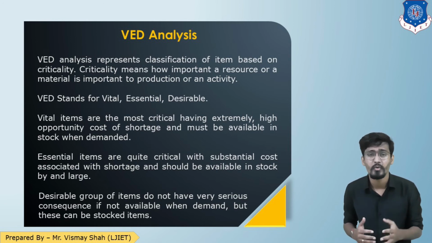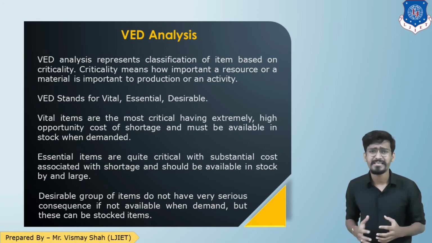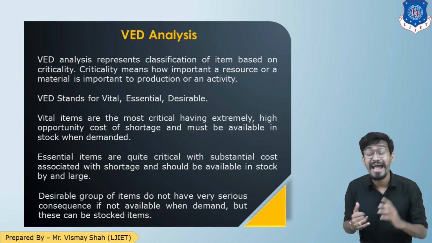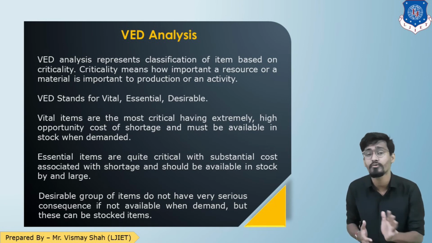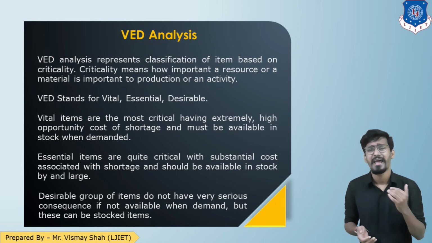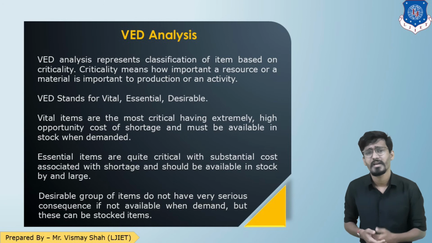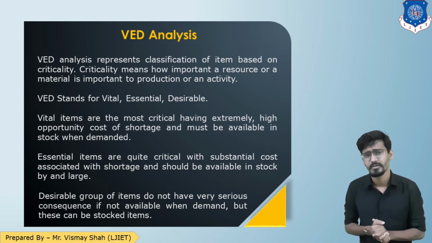I hope you are clear now about what is vital, essential and desirable. So basically vital items are those items which have a very high stock out cost. Essential are mid stock out cost, and desirable have a very low stock out cost. So that is your vital, essential, desirable.